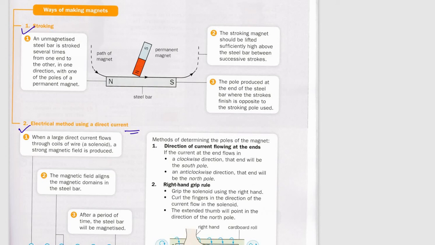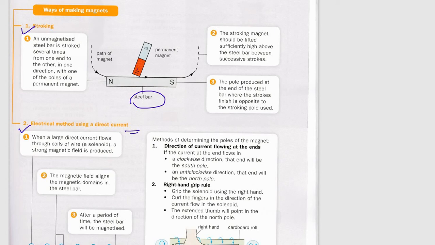So what is stroking? Stroking is a process in which a steel bar, which was unmagnetized, is stroked several times by a permanent magnet in the same direction. In this way the magnetic domains are induced to align themselves in the same direction. When we stroke, you have to always make sure that the stroking magnet is lifted sufficiently high above the steel bar between successive strokes, so that the induction will be better.